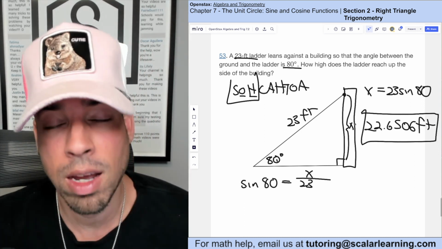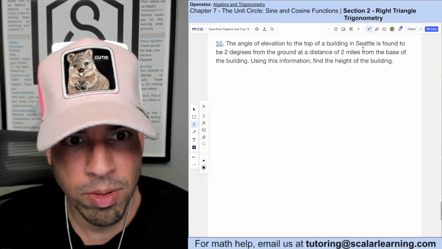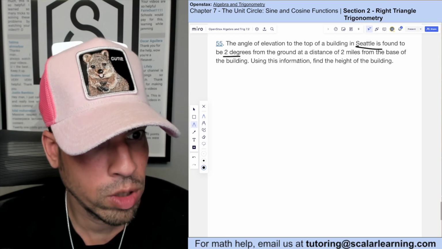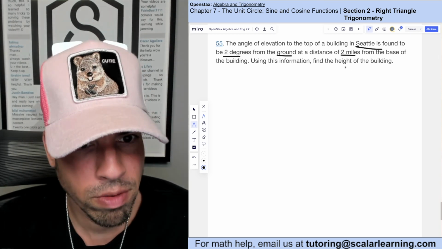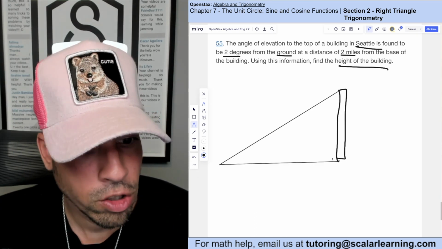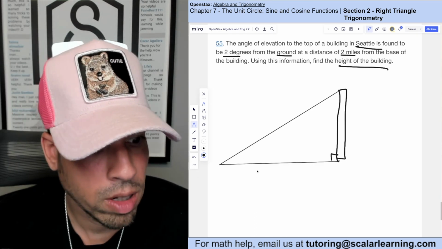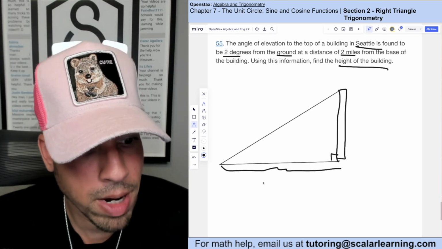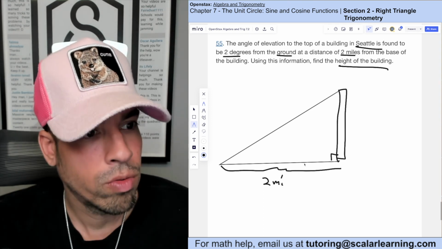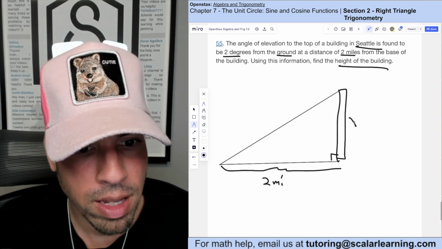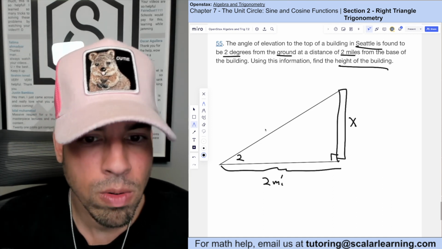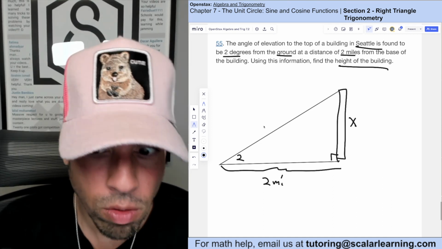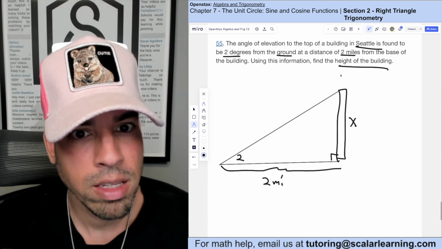There you go. The angle of elevation to the top of a building in Seattle is found to be 2 degrees from the ground at a distance of 2 miles from the base of the building. Using this information, find the height of the building. So here's our diagram. Here's that right angle. It's saying we're 2 miles away over here, and we're trying to find the height of the building, and we know that this angle is 2 degrees. So now let's take this information and let's solve. By the way, in the answers, they found the height of the building in feet.